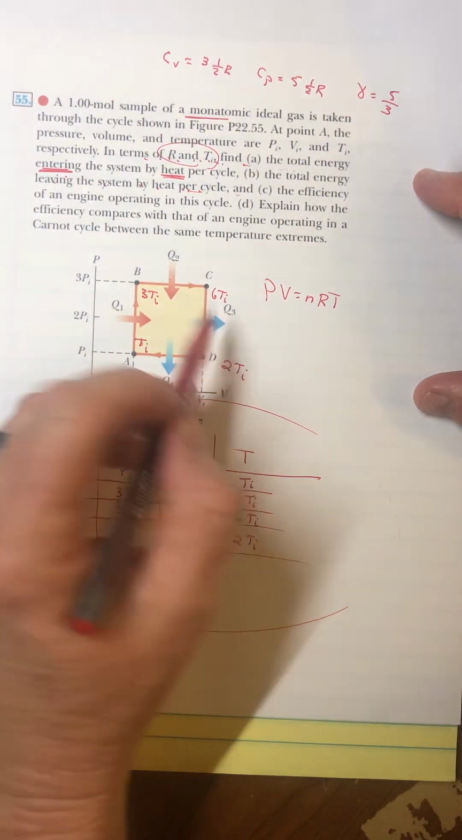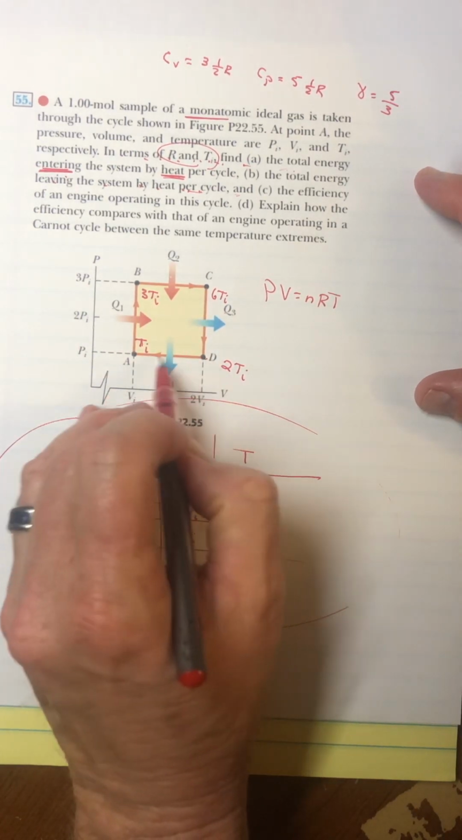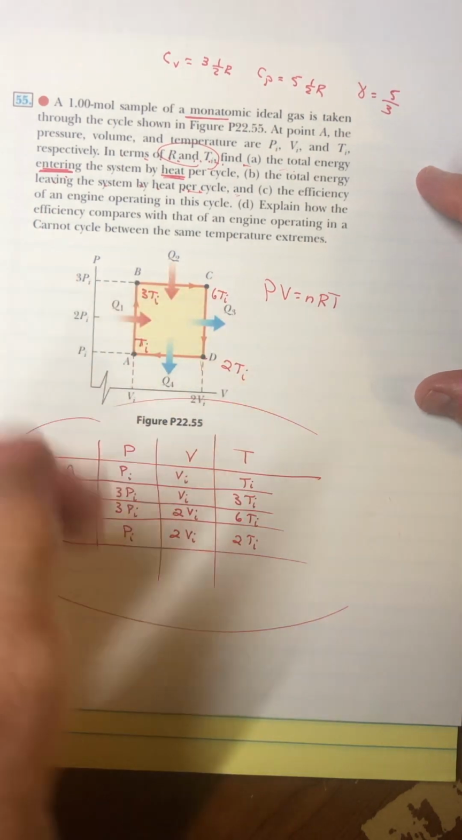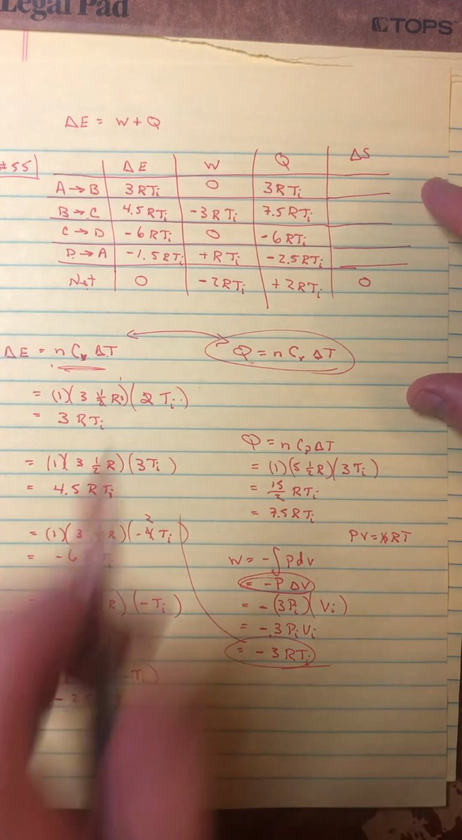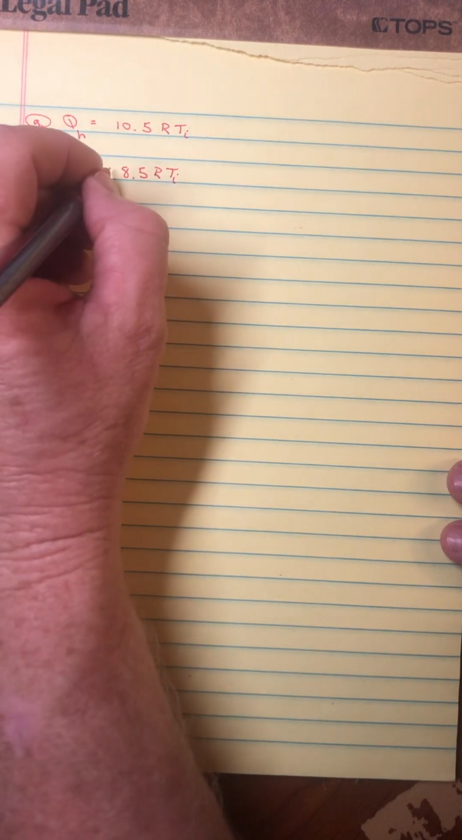And in the PV diagram, thermal energy, they call it number 3, comes out on C to D, and it also comes out on D to A. So both of these are coming out. And so if I put the two negatives together, this would be the 8.5 RT initial. And maybe I should put the negative.